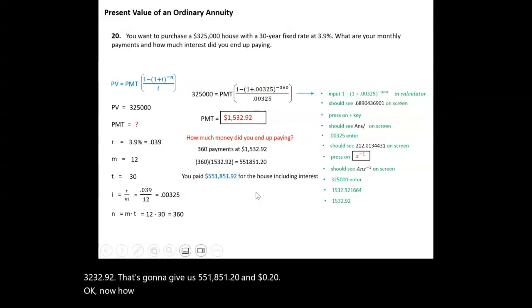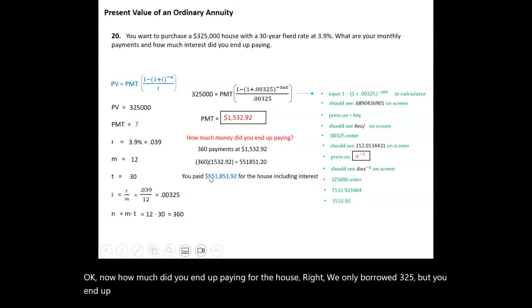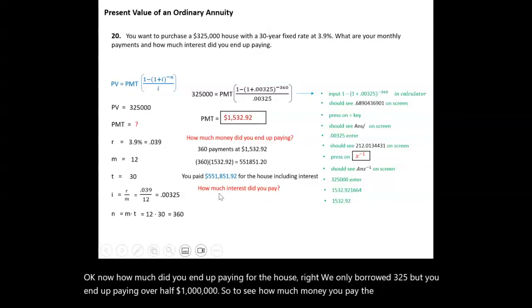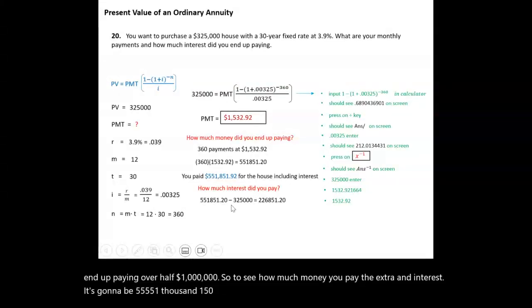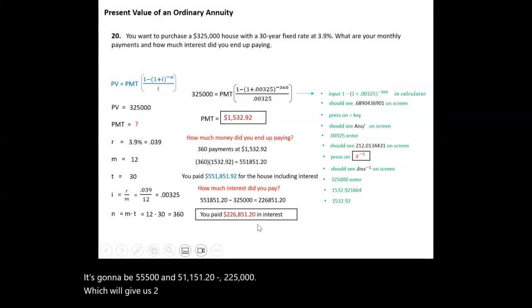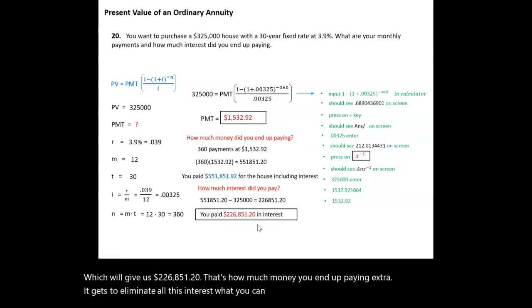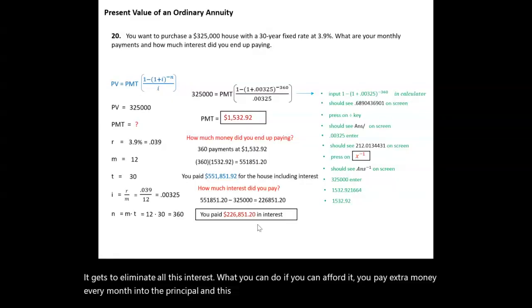Now how much did you end up paying for the house? We only borrowed $325,000, but you end up paying over $500,000. To see how much extra you paid in interest, it's $551,851.20 minus $325,000, which gives us $226,851.20. That's how much money you end up paying extra. To eliminate this interest, if you can afford it, you pay extra money every month into the principal. This way, you can pay a lot less interest and end up paying off the house in less than 30 years.